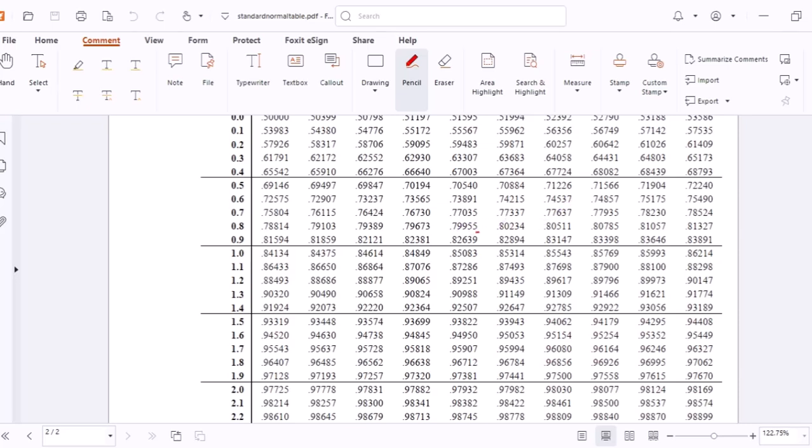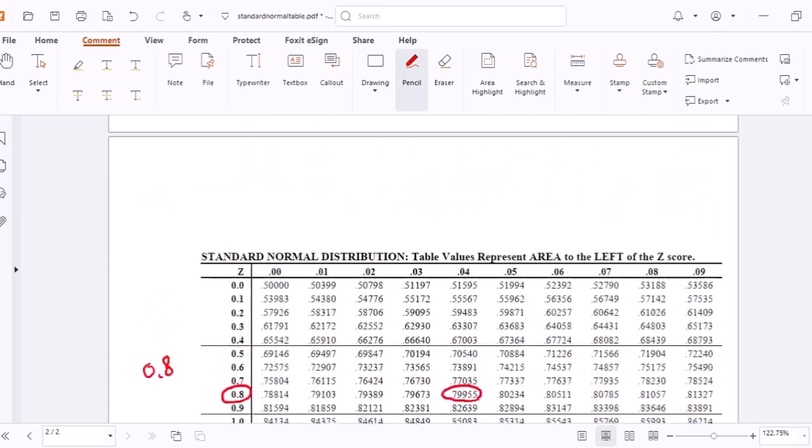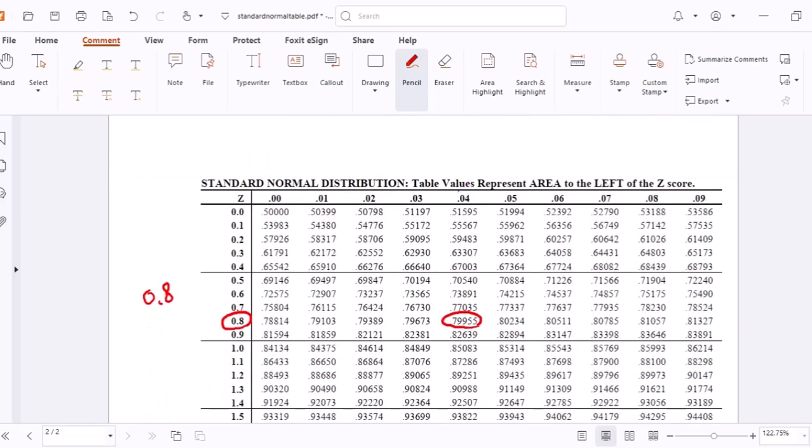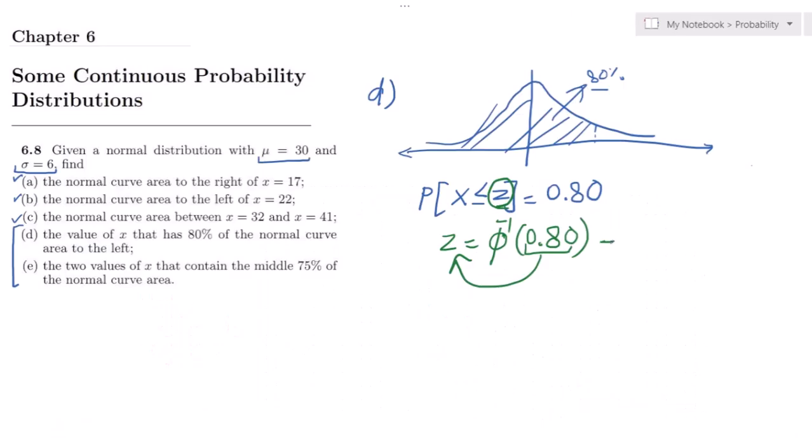So this is the nearest value, 0.799, which is around 0.80, and the corresponding value is 0.8 in the row, and in the column we have 0.04. Adding them together we will get 0.84. So the value of z is 0.84. So the value of z is known.